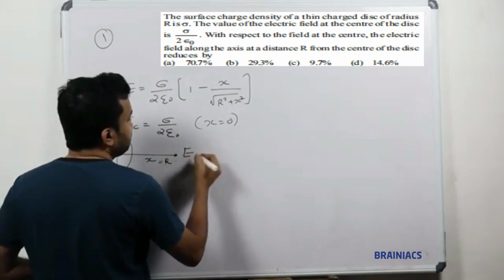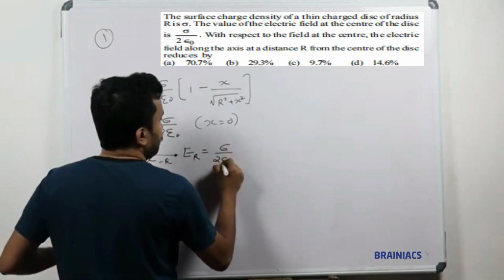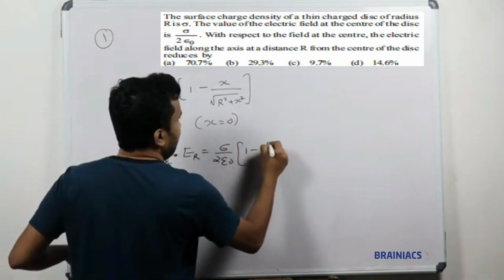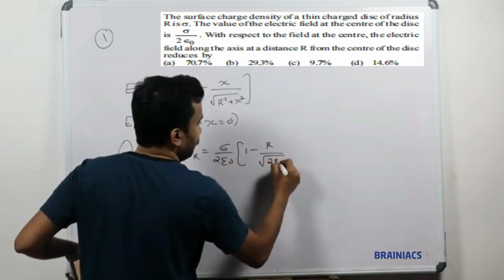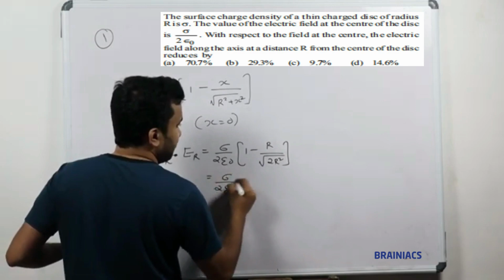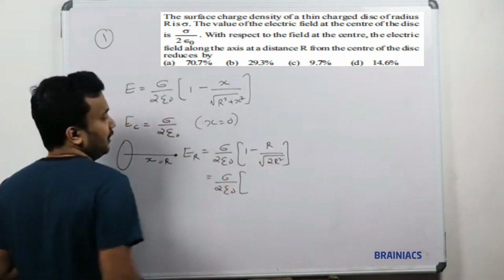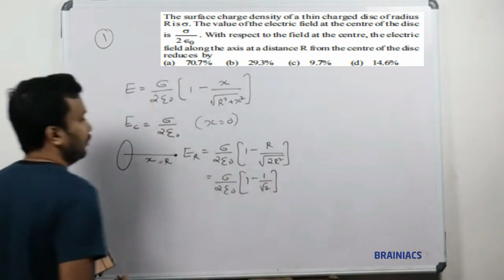So what is the formula? E at a distance of r will be equal to sigma divided by 2 epsilon 0 times 1 minus r divided by root of r square plus r square. What will come? 2 r square. If you simplify this, sigma divided by 2 epsilon 0, and r and r will cancel. 1 minus 1 by root 2 is the result we got.